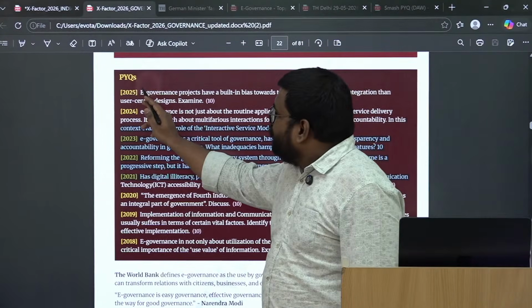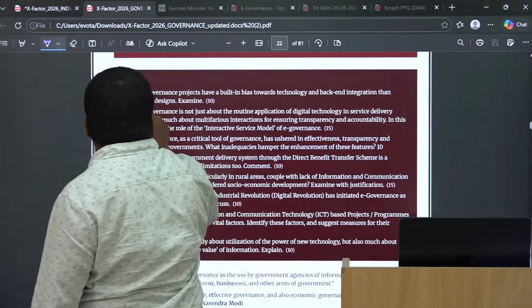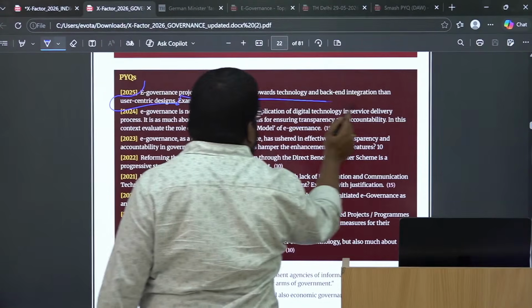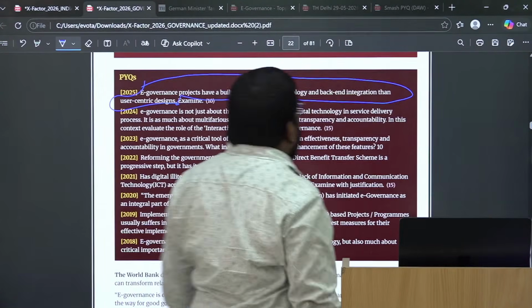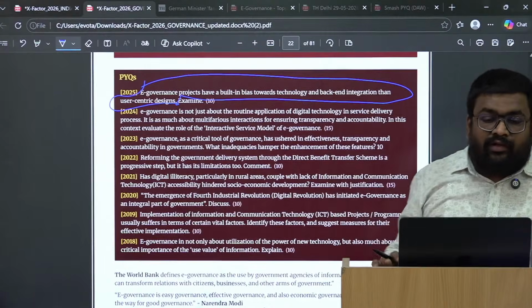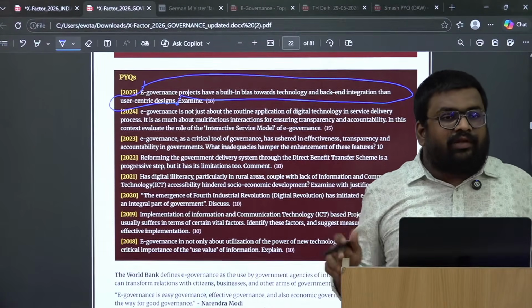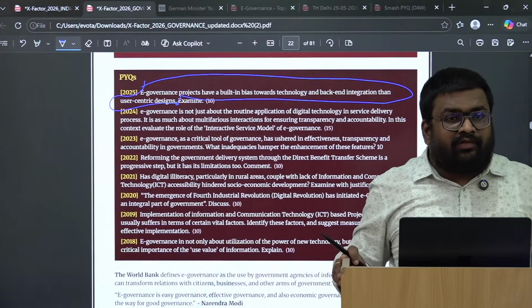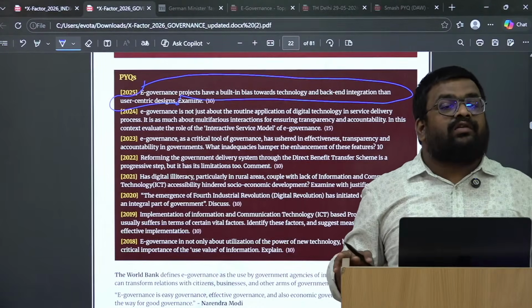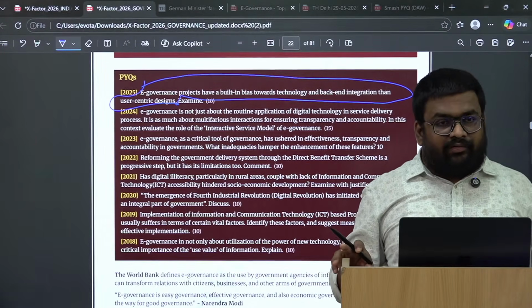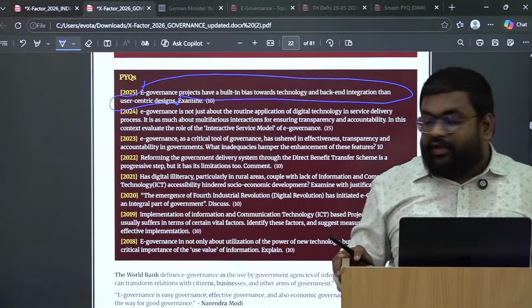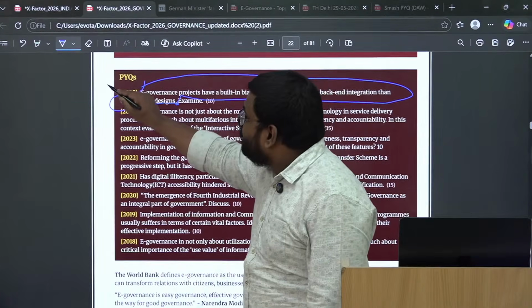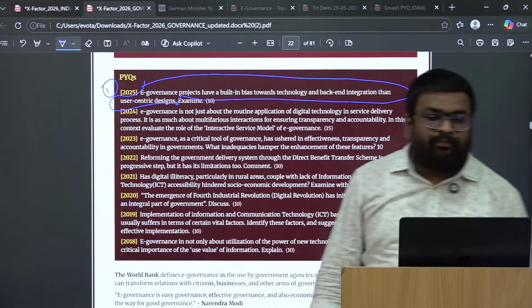Basically, what is the statement saying? E-governance has built-in bias towards technology and backend integration rather than user-centric designs. मतलब that limits accessibility. So that is the issue in e-governance. So this year, if they ask you a question on the e-governance, what are the issues in e-governance in India? ये statement itself can be your one of the points in issues.